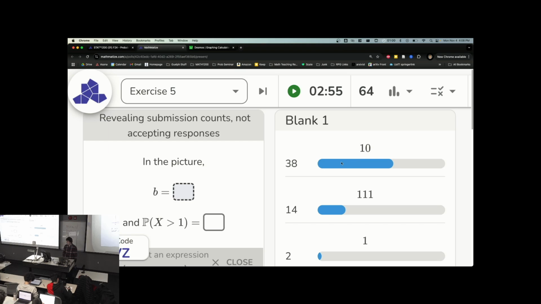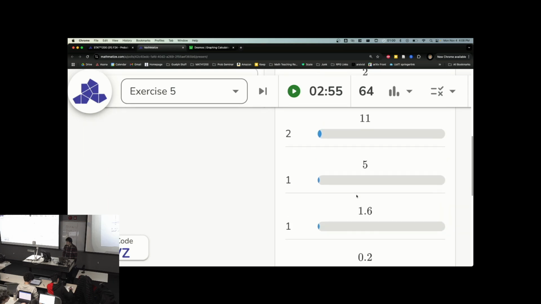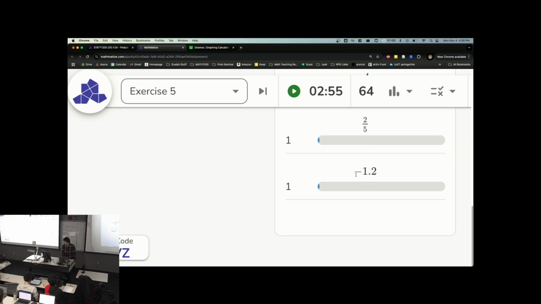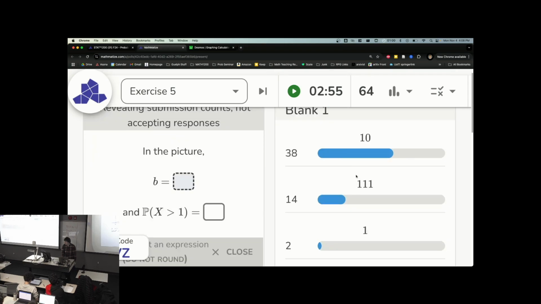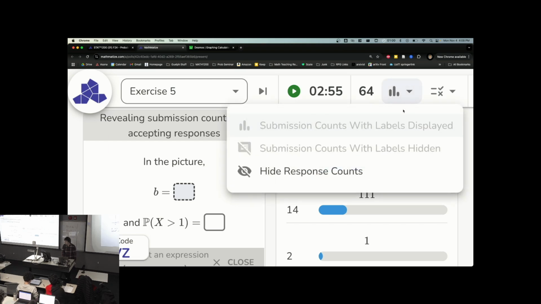All right. For b, 38 people said 10. 14 people don't know, which is good to know. Some people said 1, 2, 5, 11, 0.2. If you said 0.2, you're mixing up b, which is the width of the triangle, with 0.2, which is the height of the triangle. Okay, so this triangle, there's something special about it. And so what is b? It is, in fact, 10, so about half the people got that.